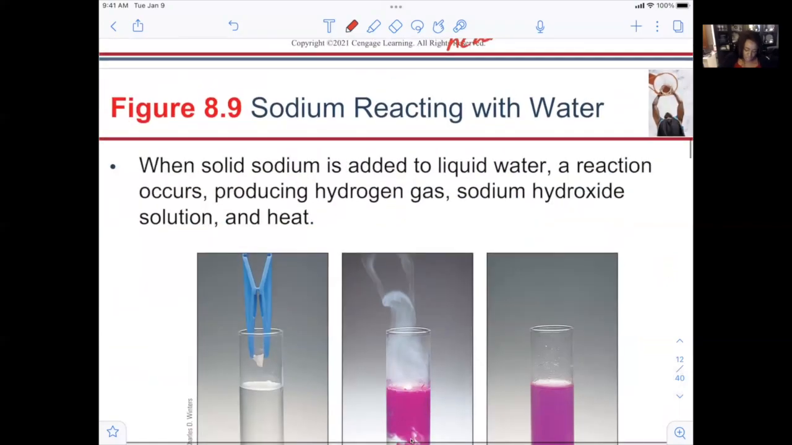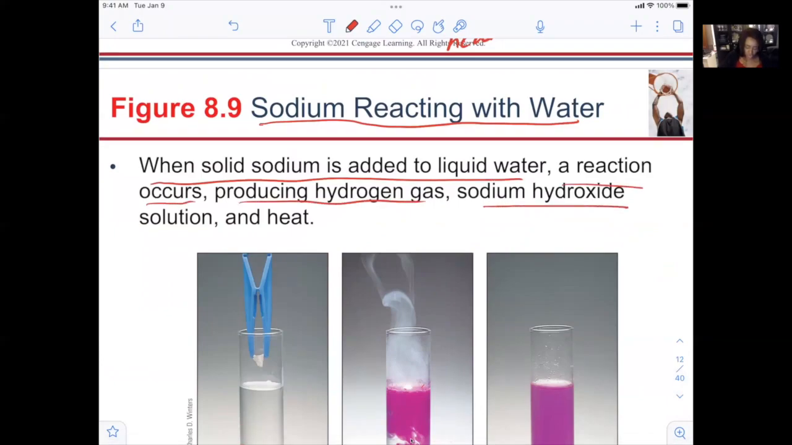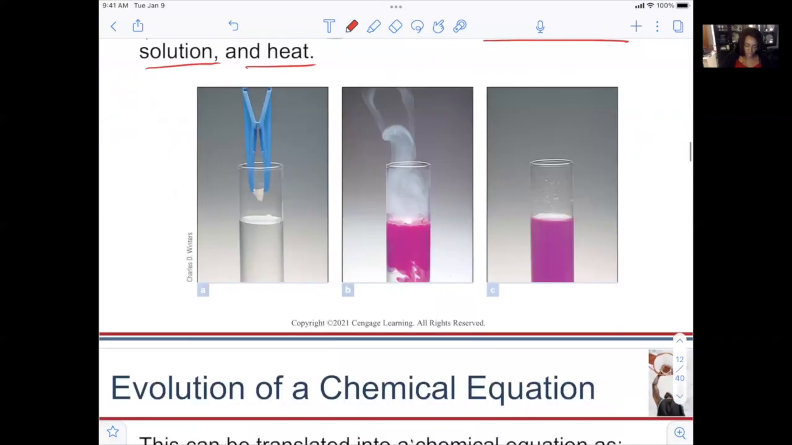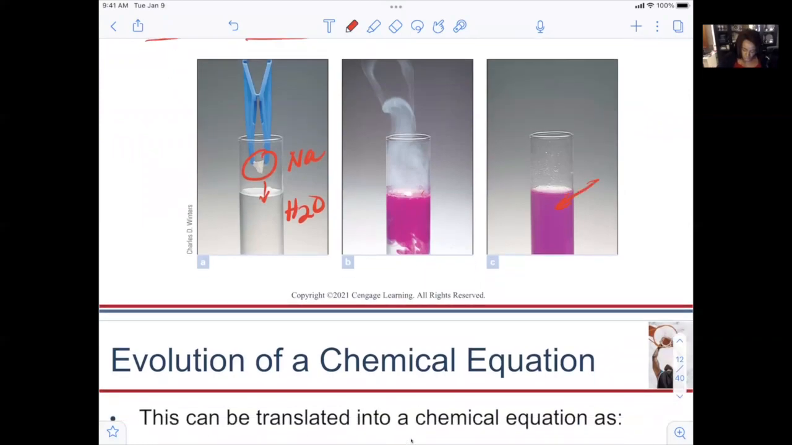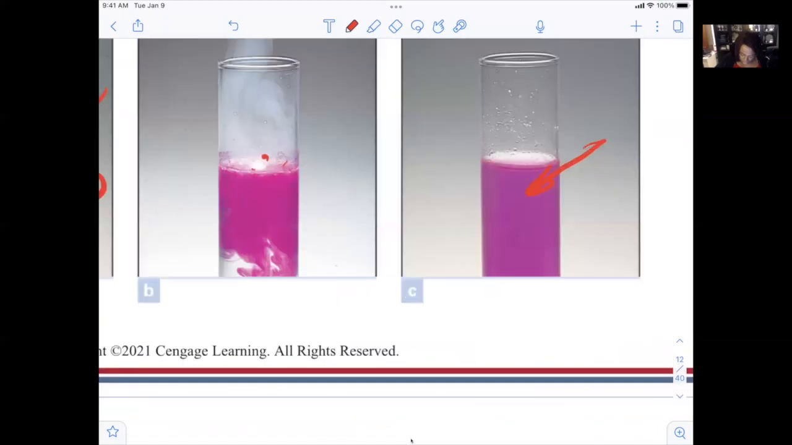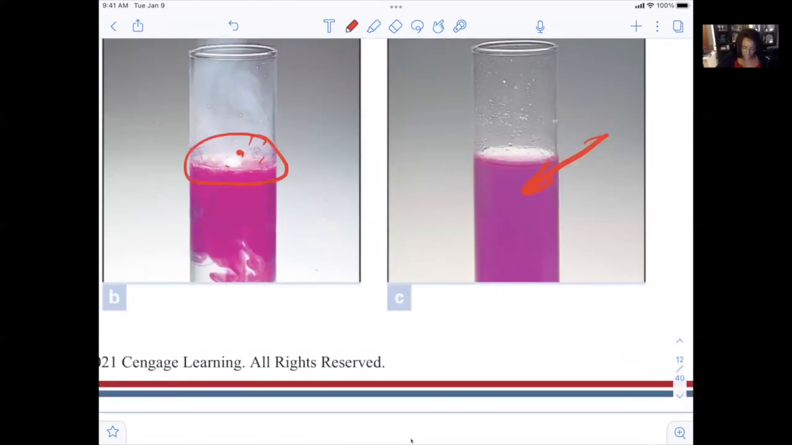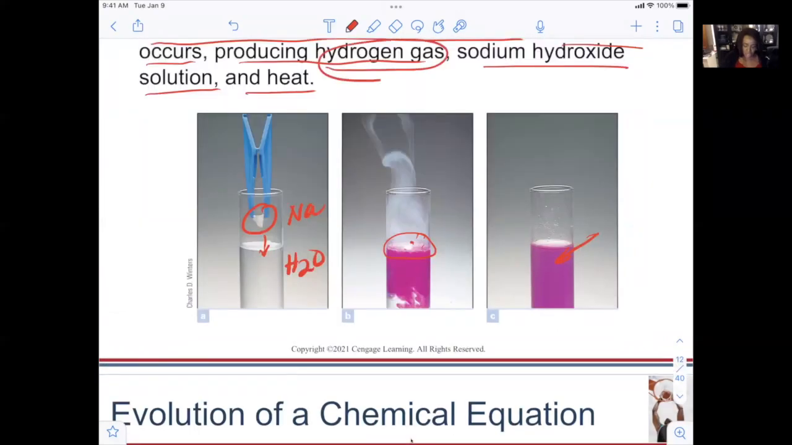So now we're looking at sodium reacting with water. When solid sodium is added to liquid water, a reaction occurs, producing hydrogen gas, sodium hydroxide solution, and heat. So we have sodium metal here reacting with water. And when they do react together, look, we get a pink purple color. It's like a fuchsia pink, right? So we have a color change, a little bit of bubbles here. It's hard to tell, but if you zoom in, there's some bubbles being formed here on the surface. That makes sense because you're producing hydrogen gas.